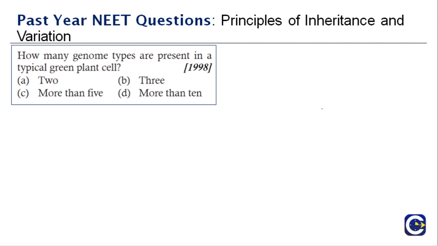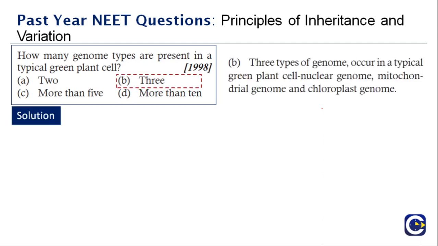How many genome types are present in a typical green plant cell? Again, this is a very direct question, and the answer is B, 3. 3 types of genome occur in a typical green plant cell: nuclear genome, mitochondrial genome, and chloroplast genome. So all 3 areas, nucleus, mitochondria, and chloroplast, the answer is 3.